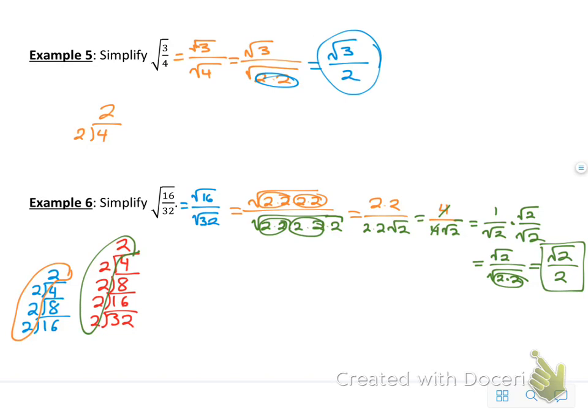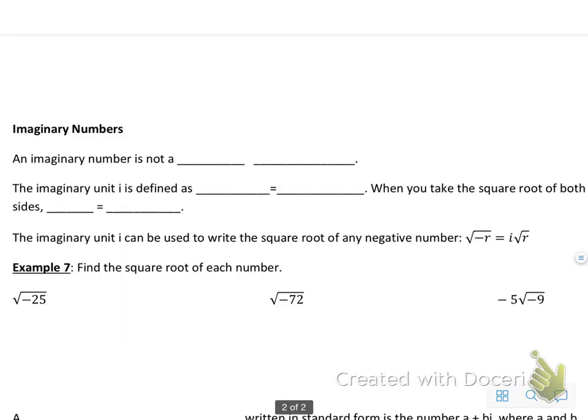All right, so along with rationalizing and simplifying radicals, we have these things called imaginary numbers. Now, you have real numbers, right? That's what we're used to dealing with. And that is perfectly fine. That's not going to change, but an imaginary number is not a real number.